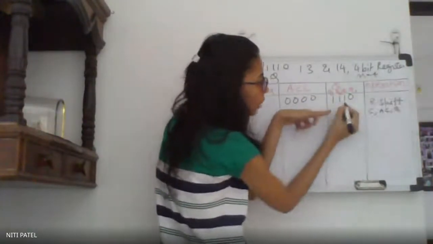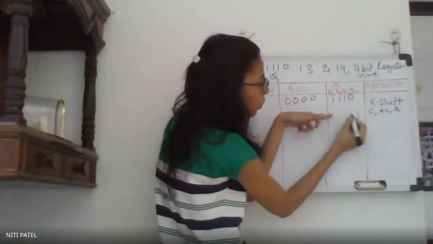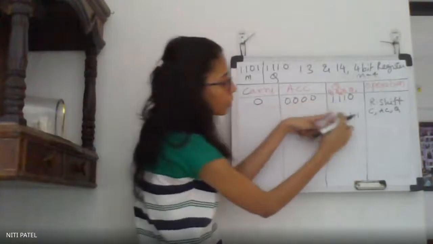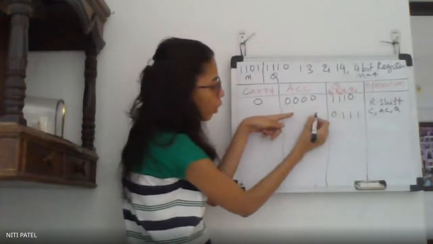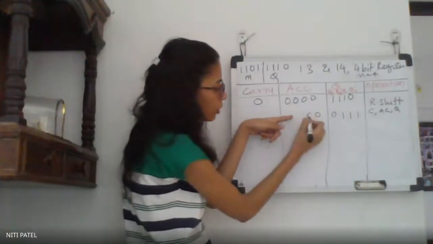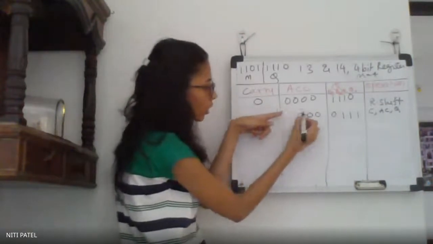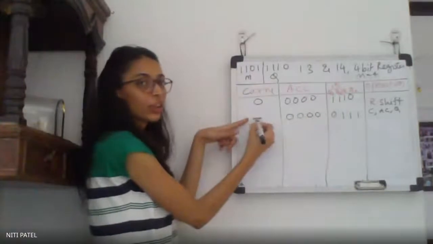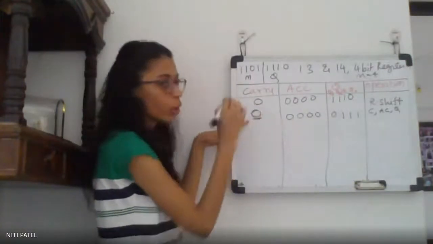So this 0 will go out. This 1 will come here, this one will come here, this one will come here. I have to take this 0 over here, second 0 on first place, third 0 on second place, fourth 0 on third place, then this carry over here. I do not have anything on the carry, so I will append 0 over here.